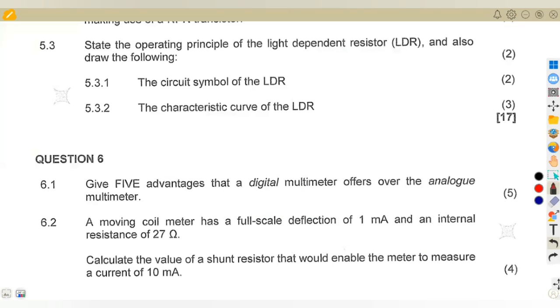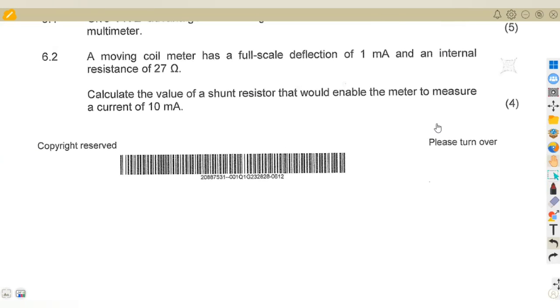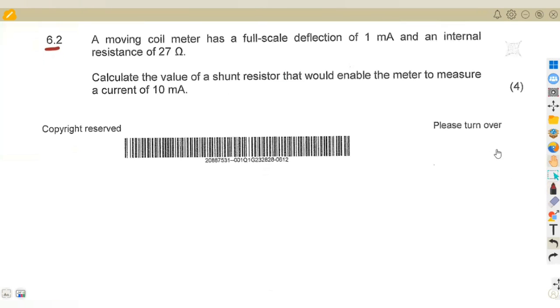All right, so now we are given, in this case, a moving coil. Let us just have our information here. We've got a moving coil that has a full-scale deflection of 1 milliamp. Remember, I always said, guys, when you are given the full-scale deflection, that is the current, these are the measurements taken from the meter that you are given. This is the current across the meter of 1 milliamp, and an internal resistance of 27 ohms, which is the resistance of this same meter.